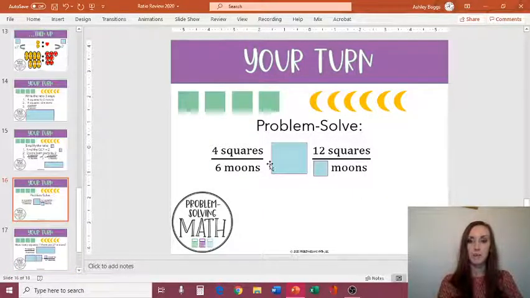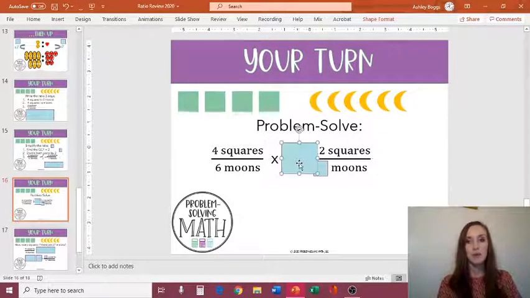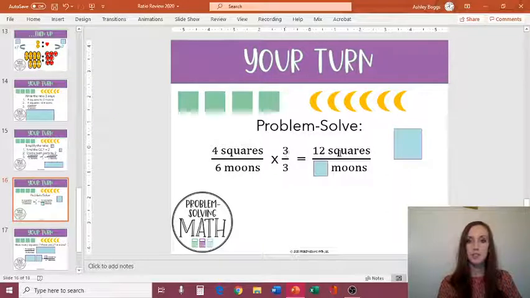Now let's problem solve. For every 4 squares, we have 6 moons. How many moons will we have if we're given 12 squares? First, determine if we're scaling up or down. Because the number gets larger, we're scaling up. And when we scale up, we're multiplying. Now figure out, what do we need to multiply 4 by to get 12? 3. What we do to one side, we must do to the other. So when we multiply both parts by 3, we have 4 times 3 is 12 squares, and 6 moons times 3 is 18 moons. Did you get it right? Great job.